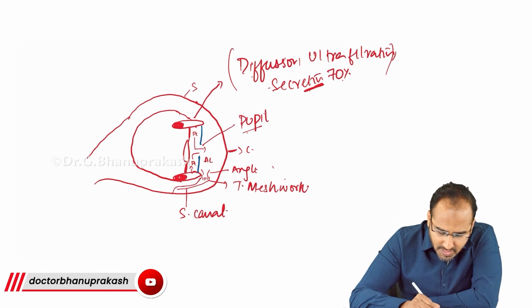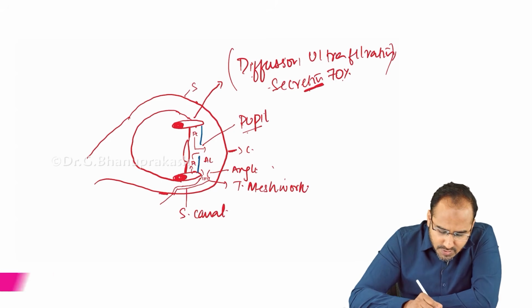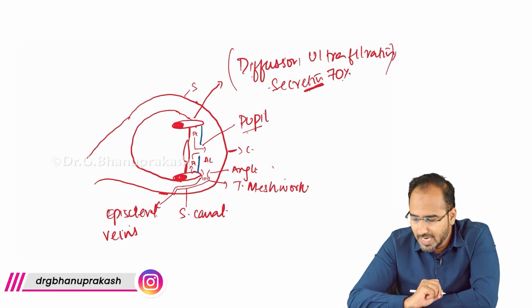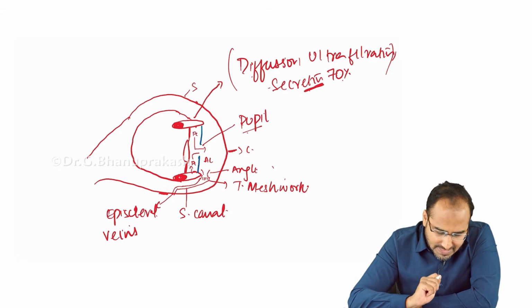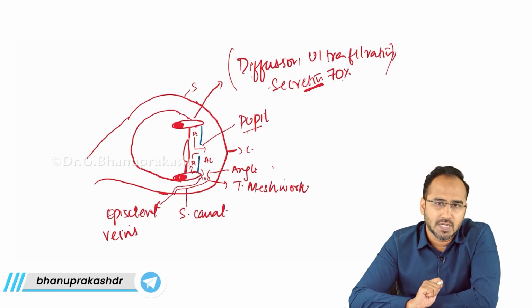And from there, it drains into the veins which are usually related to the sclera. Those veins are called episcleral veins. Those veins are called what, guys? Episcleral veins. So we are still discussing what? We are discussing the flow of aqueous humor.